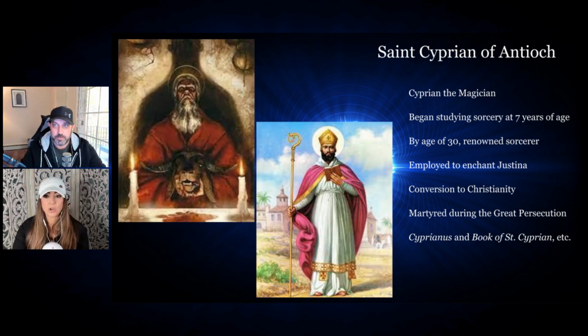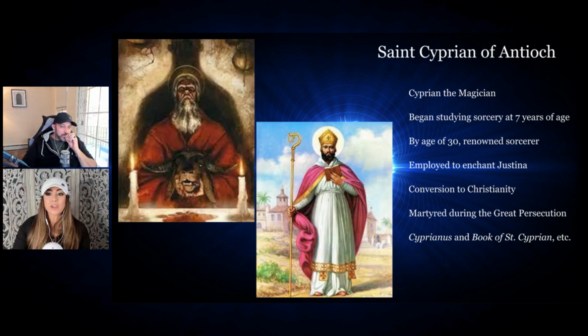He went back to Antioch and became this renowned sorcerer, magician, destroyer of souls, and great friend of the Prince of Hell. Talk about a resume. I put that as the title. Destroyer of souls. Destroyer of souls, yeah.